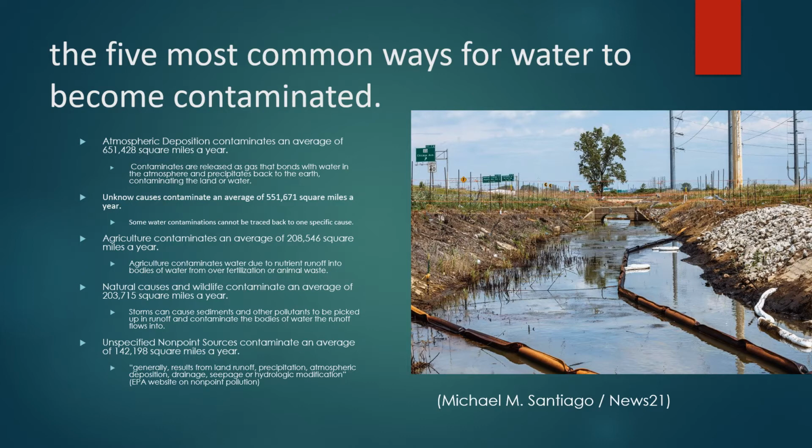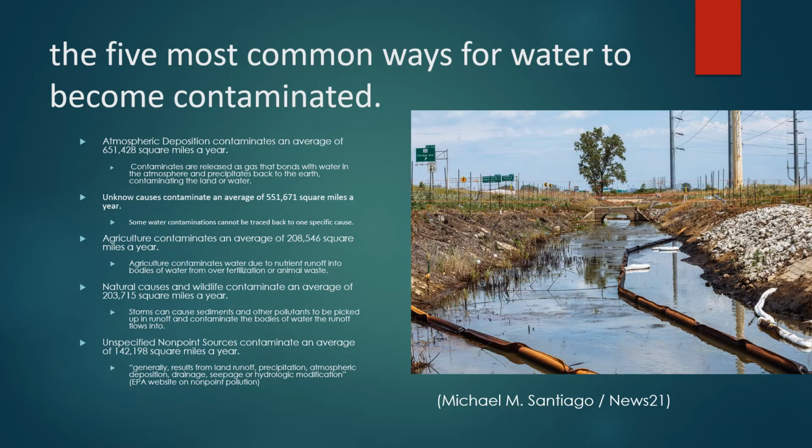Unknown causes contaminate an average of 551,671 square miles a year. Some water contaminants cannot be traced back to one specific cause and are usually hard to identify. Agriculture contaminates an average of 208,546 square miles a year. Agriculture contaminates water due to nutrient runoff into bodies of water from over-fertilization of fields or animal waste.